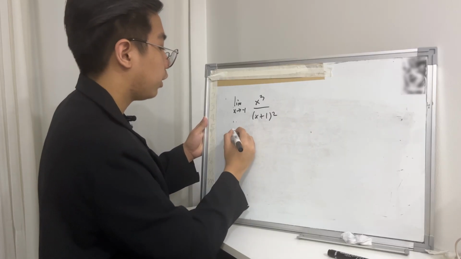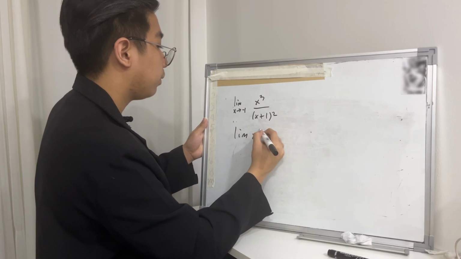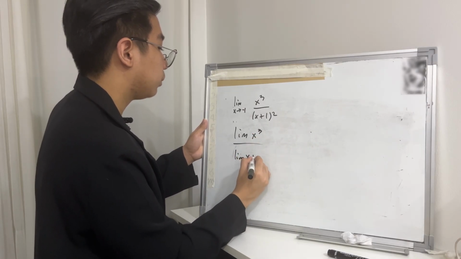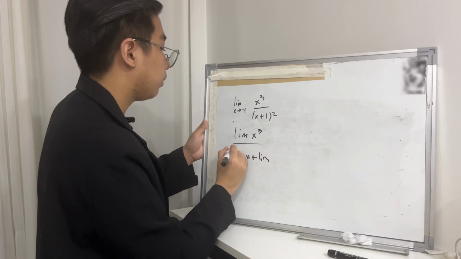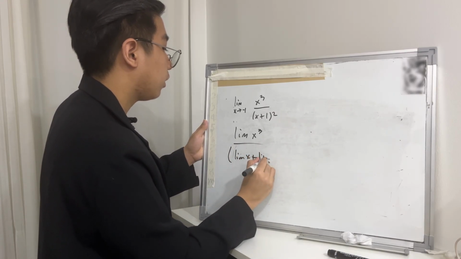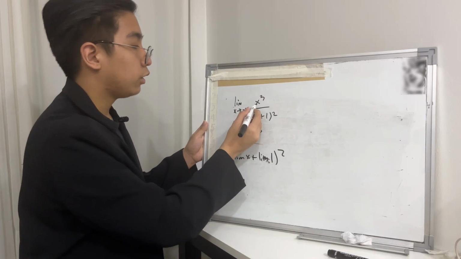So at first, let's write this, split it up, over x plus the limit of 1. So let's go to substitution.